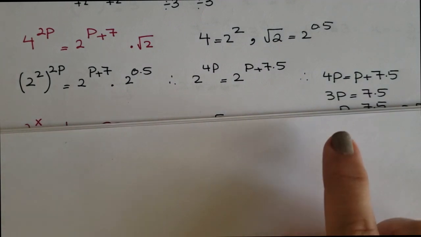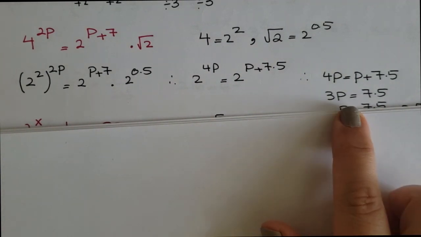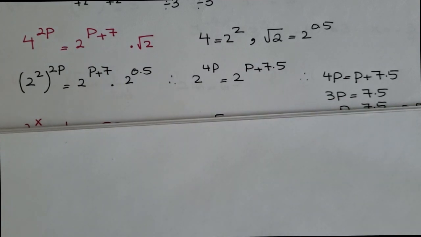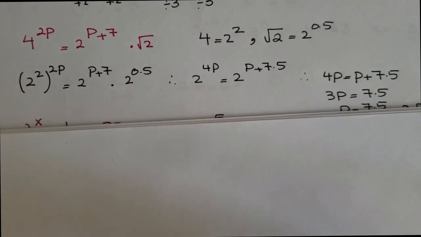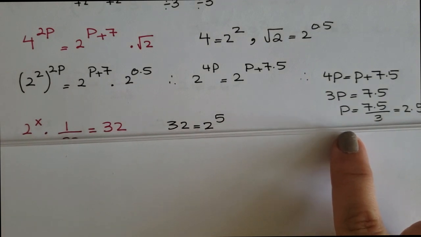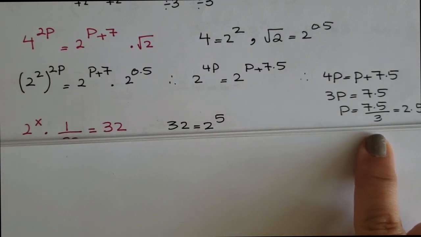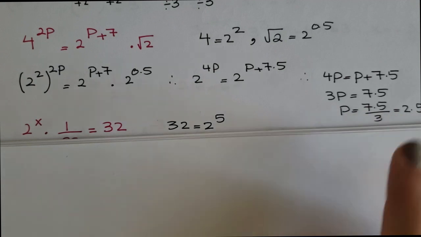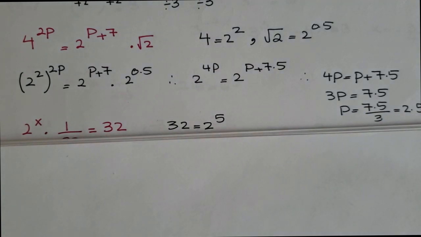And then to solve this linear equation, I should isolate the p here. The unknown variable is p. It doesn't matter. It can be x, y, p, or any other letter. So here, the final value for p would be 7.5 divided by 3, which is 2.5.